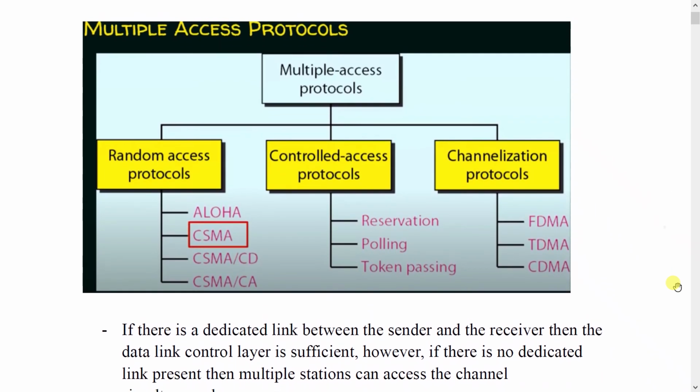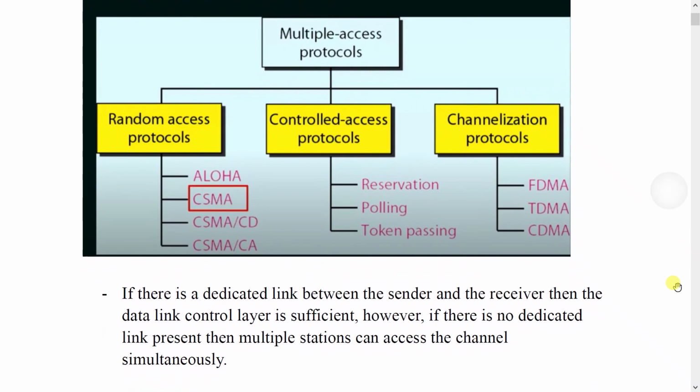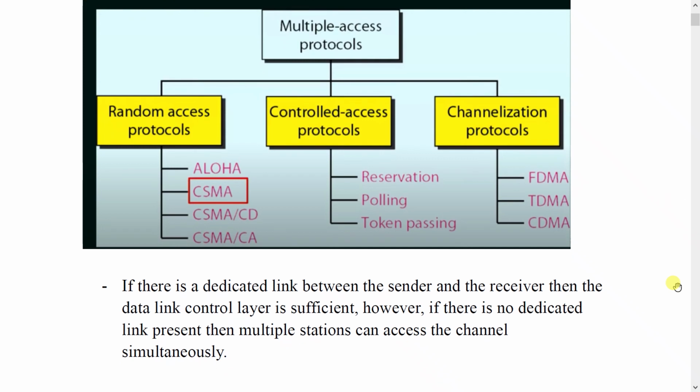We have also the controlled access protocols. Examples of this kind of protocols are reservation, polling, and token passing. We have the channelization protocols. Examples of these are FDMA, frequency division multiple access, TDMA, time division multiple access, and CDMA, which is code division multiple access. We have also OFDMA, orthogonal frequency division multiple access, and NOMA, non-orthogonal multiple access. All these are related to channelization.